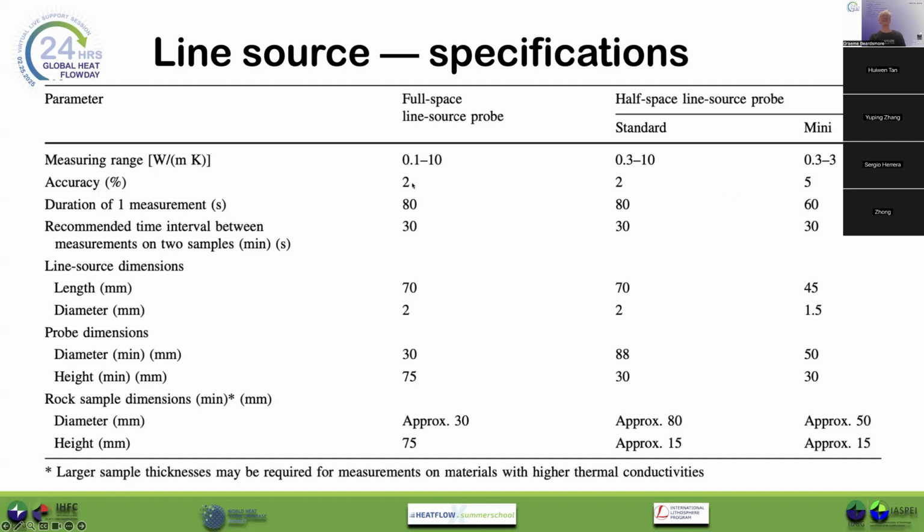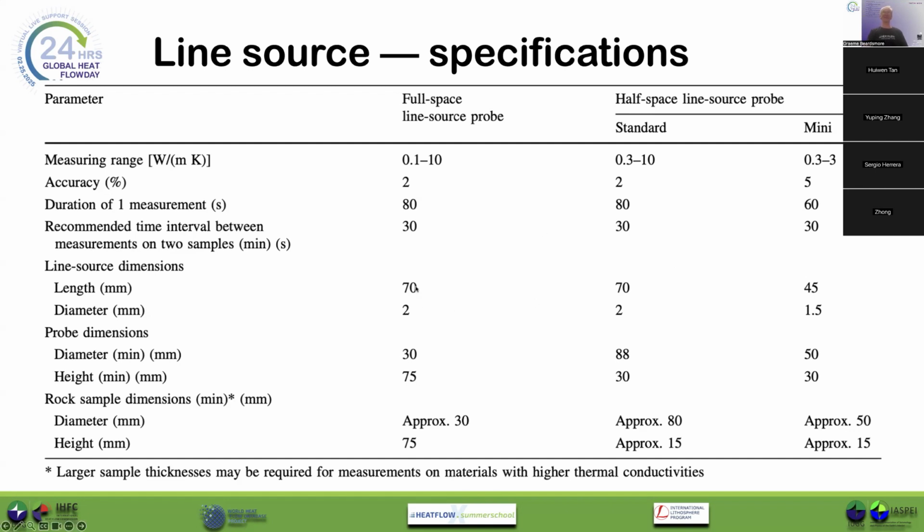Accuracy: the manufacturers tend to quote 2%. That sounds about right, similar accuracy to divider bar. With very small needles, the accuracy might be impacted a bit. You should be able to get a measurement for a normal laboratory scale needle in about 80 seconds. If you're going to repeat measurements at the same location, then you need to allow time for the heat to dissipate before starting a new measurement. So repeat measurements are a bit slower.